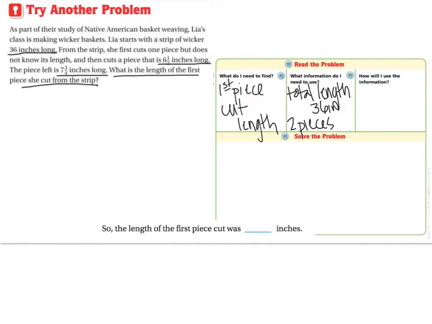Now I need to think, how am I going to use this information? Well, I know that the total length was 36 inches. And if I put those three pieces together, I would get 36 inches. If I use the inverse operation of subtraction and work backwards, I would be able to solve for that missing piece. So I'm going to find that missing information by working backwards.